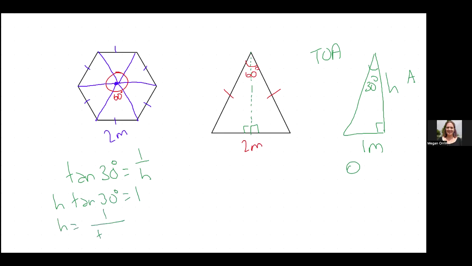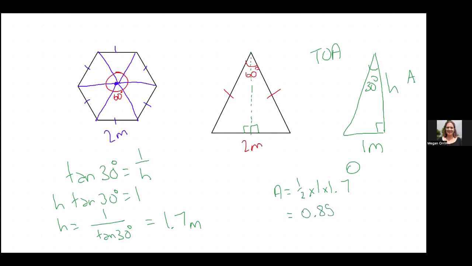Someone type that into a calculator. 1 over tan 30. 1.7. All right, so this is 1.7 meters. So what is the area of this triangle? Half times base times height. Well, 0.5 times 1.7. So what's half of 1.7?